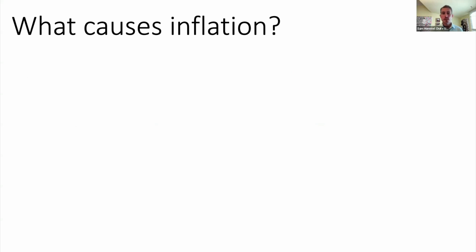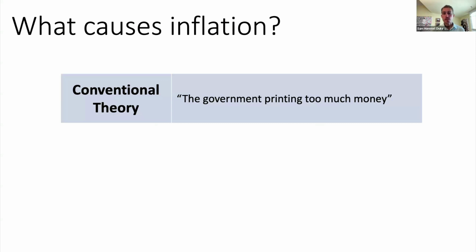So if you look out in the world and ask questions like what causes inflation, you'll run across what I'm calling the conventional theory. It's also the quantity theory: that inflation is caused by the government printing too much money. This is the theory you've probably heard about the most in terms of inflation.